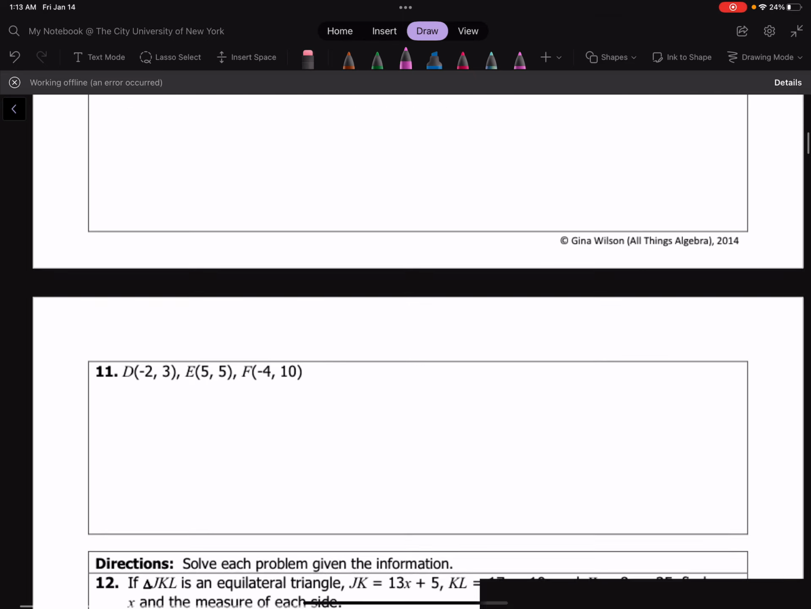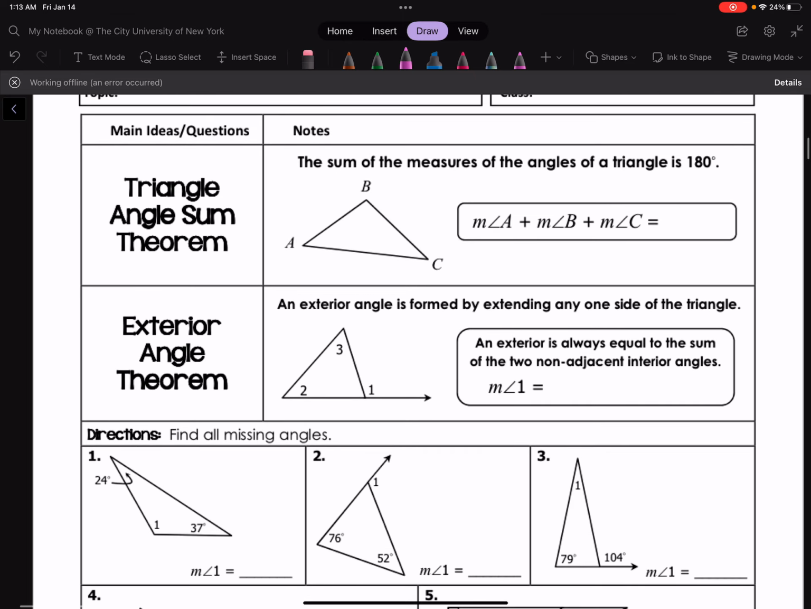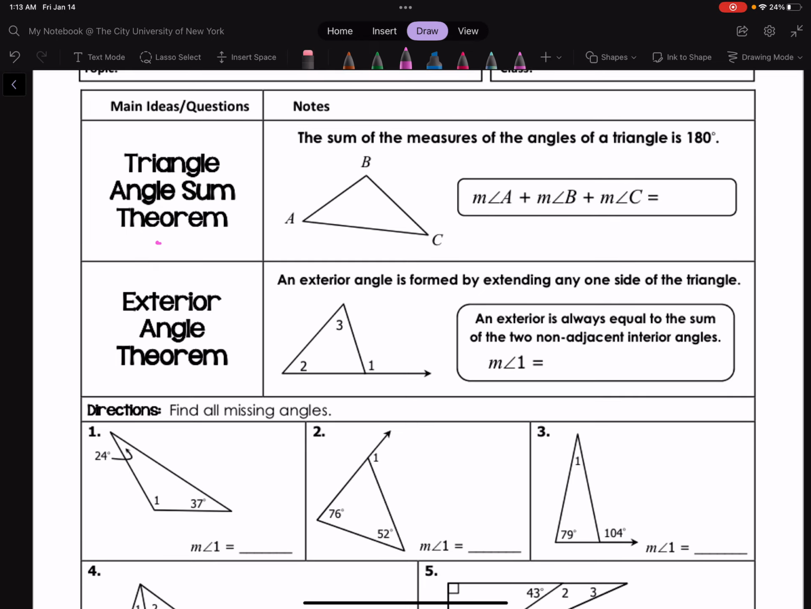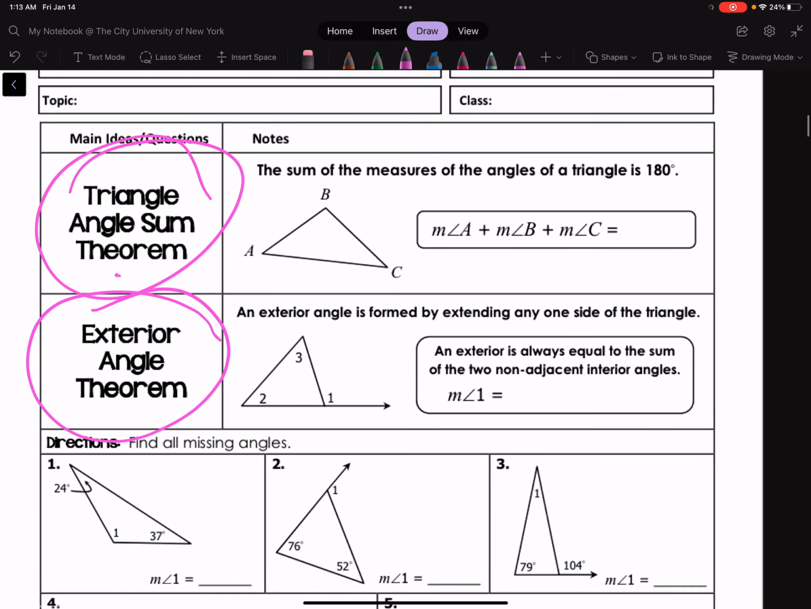The angle sum theorem is very important. We have learned it. These two theorems are very, very important. The sum of these three angles is 180 degrees, and the exterior angle is always equal to the sum of the two non-adjacent interior angles. Its adjacent angle is this, the non-adjacent are 3 and 2. So the measure of the exterior angle equals measure of 2 plus measure of 3. You all know this, go through and review.